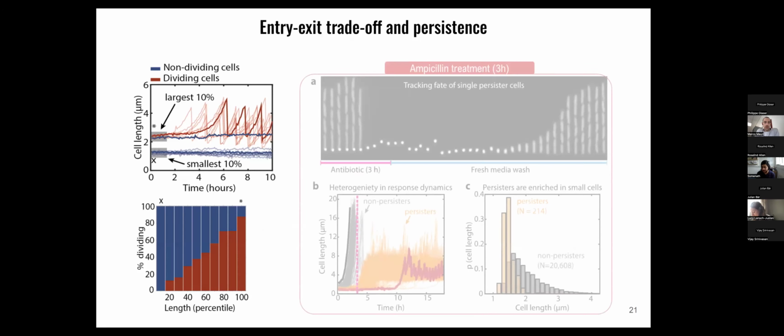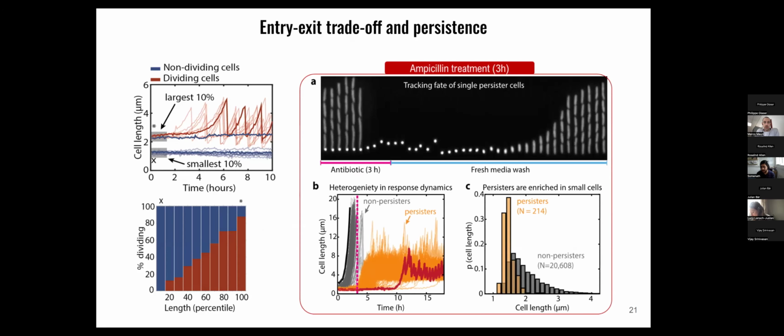On the other hand, if we did antibiotic treatment, we found that it is only the small cells that can survive, because they don't wake up. So here is one example trench where at the bottom you can see a very small cell that did not wake up during the antibiotic treatment. When the antibiotic is removed, this cell resumes growth and repairs the population. It is only these small cells, these orange ones in stationary phase, that did not wake up, which persisted through the antibiotic treatment. The large ones woke up and just got killed.